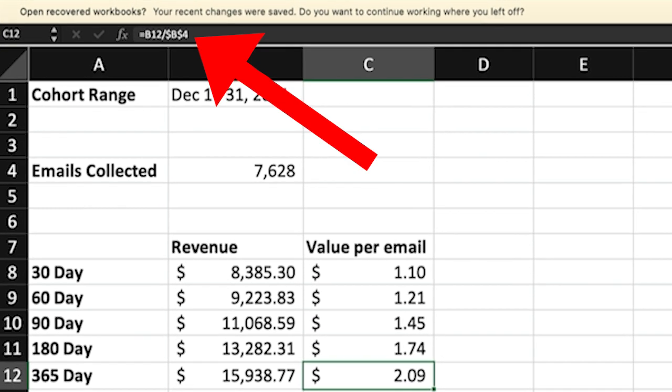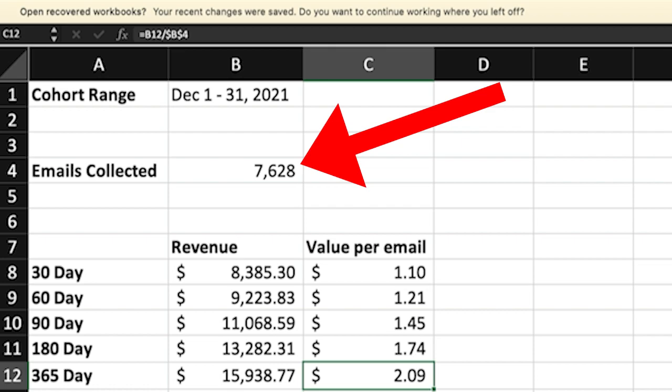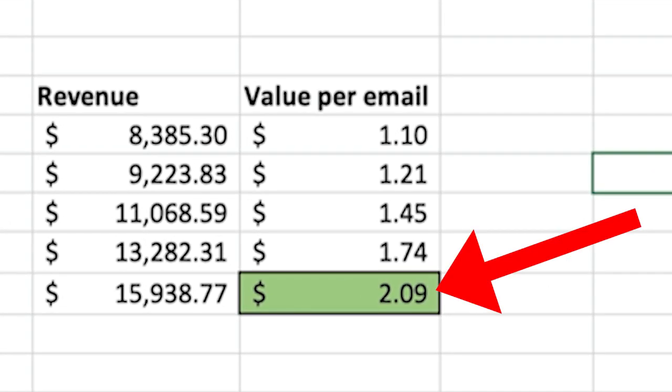Divide the total revenue per period by the total number of emails in the cohort. This is your email value velocity. And we can see how much the average email generates you over all of these periods. So now we know exactly how much an email address from this pop-up is worth to your business.